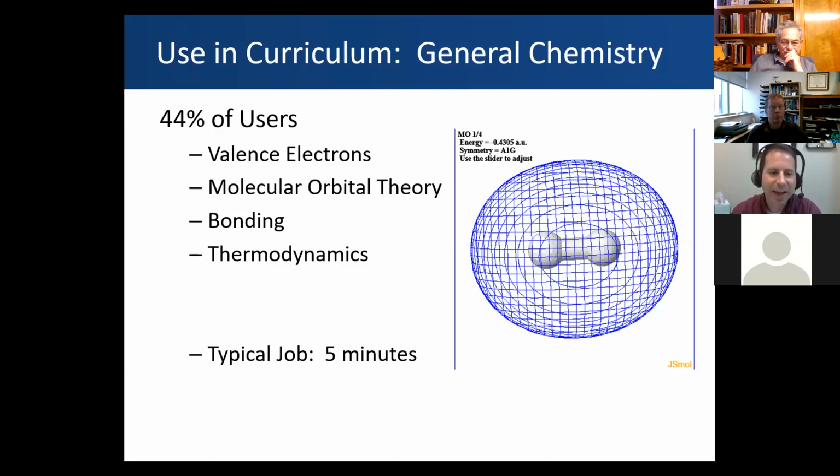In addition to that, or in the same thing, you can look at bonding. It's basically MO theory that explains why bonding occurs. And you can calculate thermodynamics. Sean showed a lot of energies that you calculate. So we have them calculate the delta H of a reaction by calculating the energy of the reactants and the energy of the products and just subtracting them. It shows them a different way of getting these values because we do a calorimetry experiment in lab where they calculate it experimentally. And we show them that you can do the same thing on a computer.